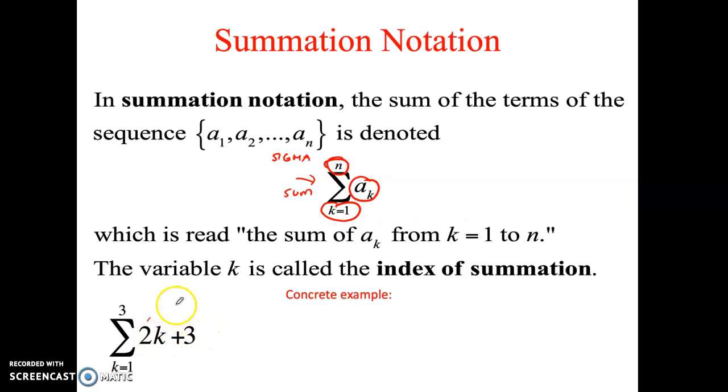This is my expression, and this is my index of summation. We're going to substitute 1 in for 2k plus 3. If we substitute 1 in, we get 5. If we substitute 2 in, we get 7. If we substitute 3 in, 3 is the maximum number for k, we get 9. The summation tells us to add all of the values together. So the answer to the summation, when k goes from 1 to 3 of 2k plus 3, is 21.